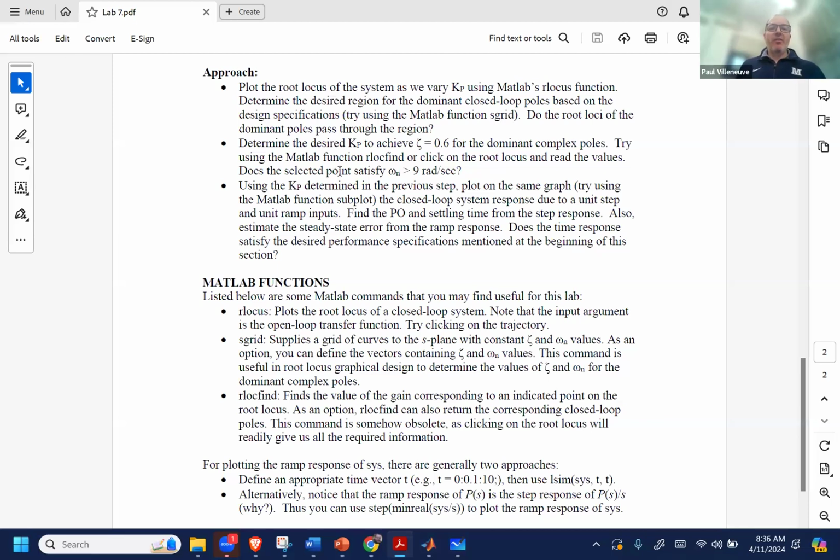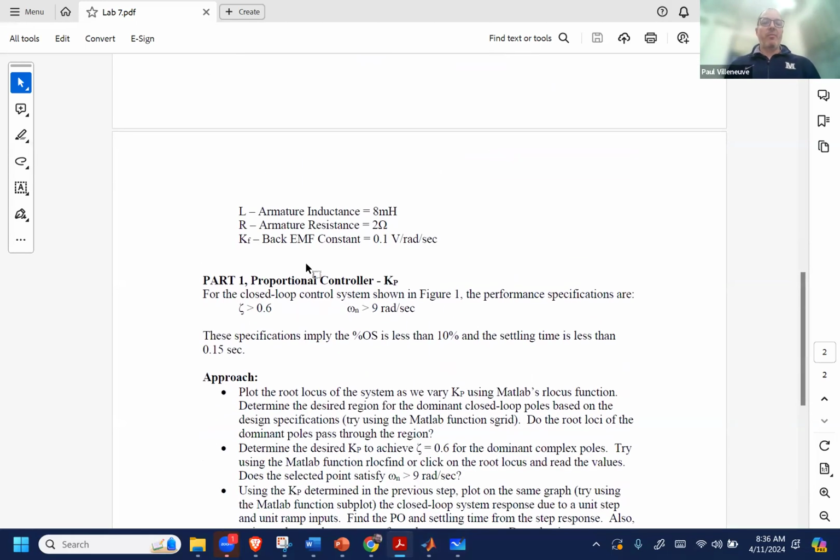So all you needed to do was try plotting for a specific value of K sub P and then see what the time response would be. You didn't even need to use Simulink. You could do all this stuff in actual MATLAB. So all this is asking is, with this value of K sub P, can you get the zeta and the omega sub n? Do you actually get a stable system, or does it have a percent overshoot less than the required value?